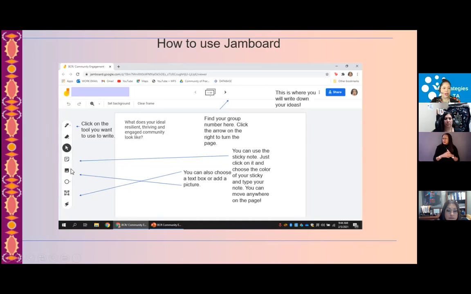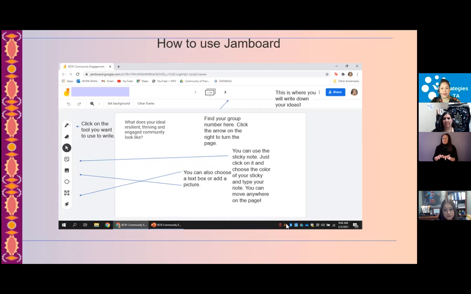You can actually use pictures, if a picture comes up in your head. You can use a text box. You could just click on the T with a little box around it, click where you want your text to go, and type in. So those are all the features that you can use.